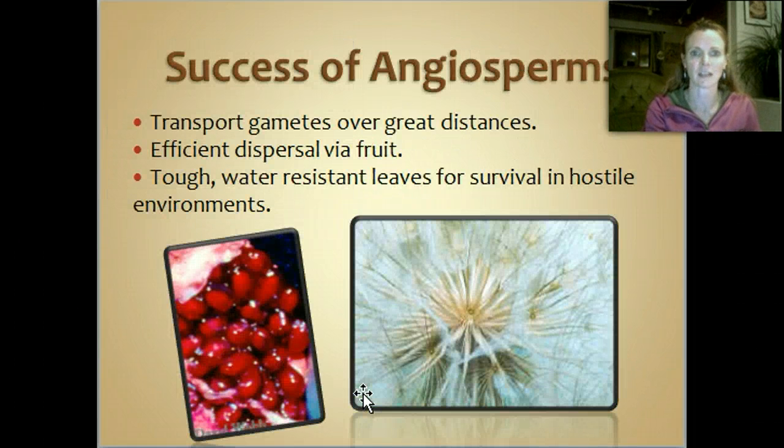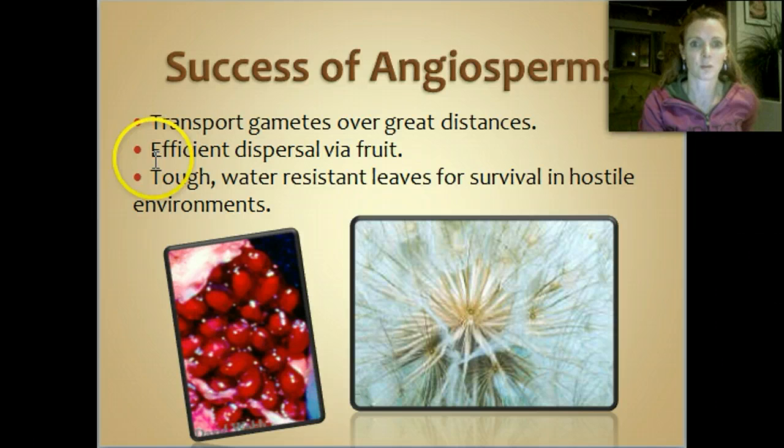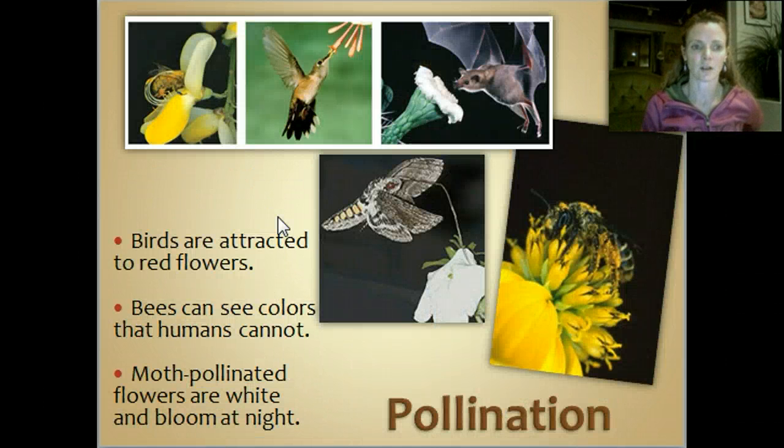So the success of angiosperms is that they transport gametes over great distances. That's why angiosperms are pretty much the most abundant, because reproduction is a lot easier, since the transporting of gametes over great distances happens with animals and insects and so forth, and wind. So there's a lot more variety and obviously a lot easier way to reproduce. Efficient dispersal via fruit, obviously. Tough water-resistant leaves for survival in very hostile environments. And then pollination, and we're almost done.